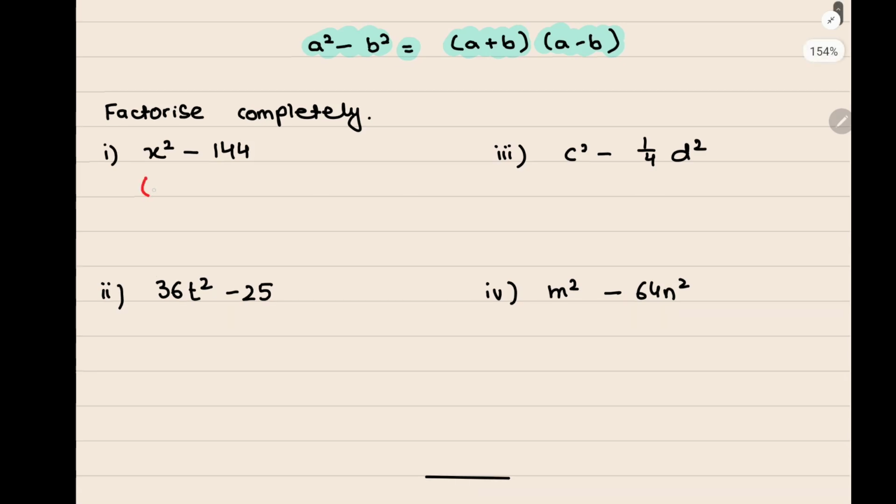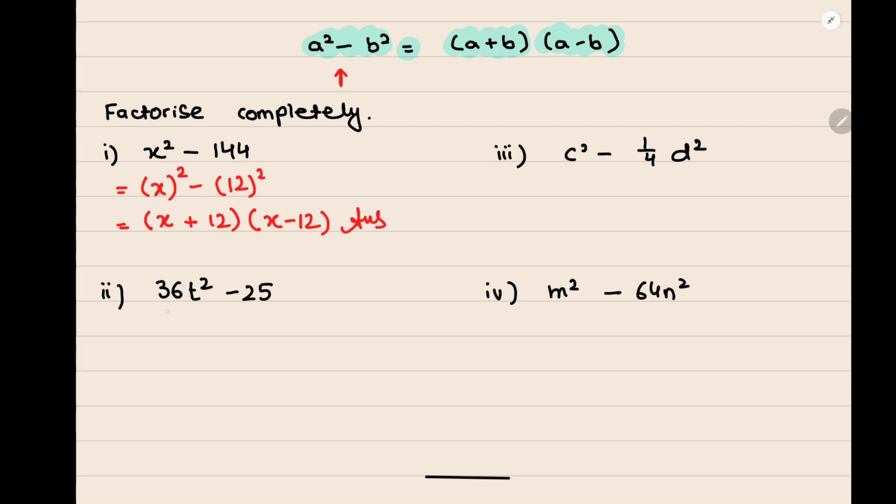So I can write x squared as x whole square minus, and 144 is basically the square of 12. If I write 12 square, it directly means 144. Now you can see that this becomes the left-hand side of the algebraic identity. Now I just have to write the right-hand side. Here my a is x, so I will write a plus b, which is x plus 12, and a minus b, which is x minus 12. So this will be my answer.